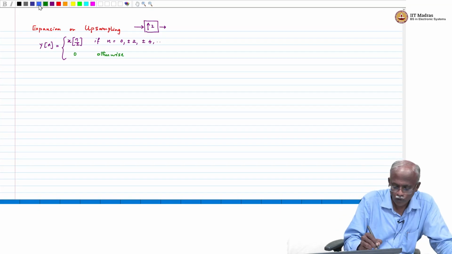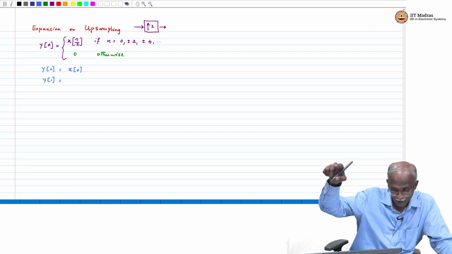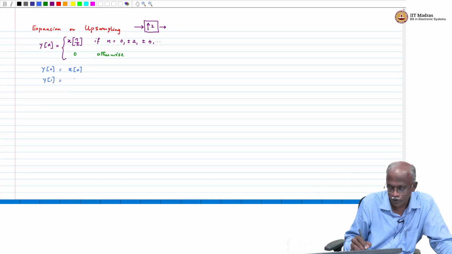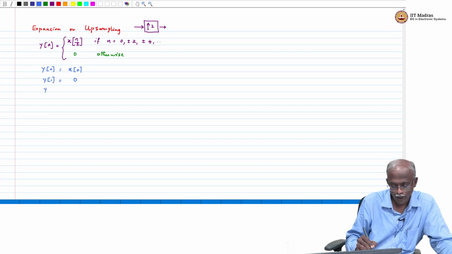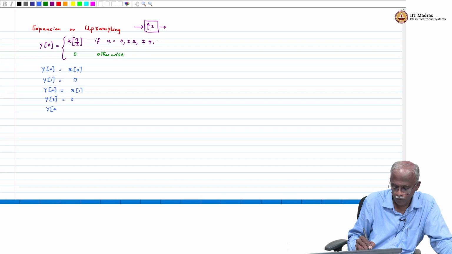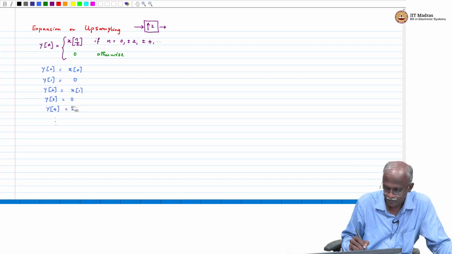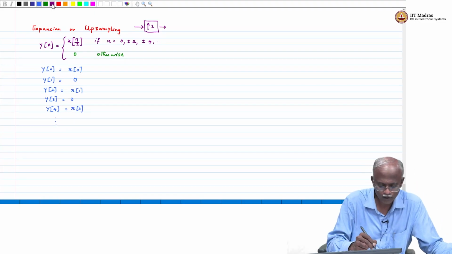So, y of 0 will be the same as x of 0. Y of 1, you will get x of 1 by 2, that's not allowed. So, therefore, that sample will be equal to 0. Y of 2, yes, that's an integer, you will get equal to x of 1. Y of 3 is 0, y of 4 equal to x of 2. Now, you know the trend, and you can do the same thing for all the samples.